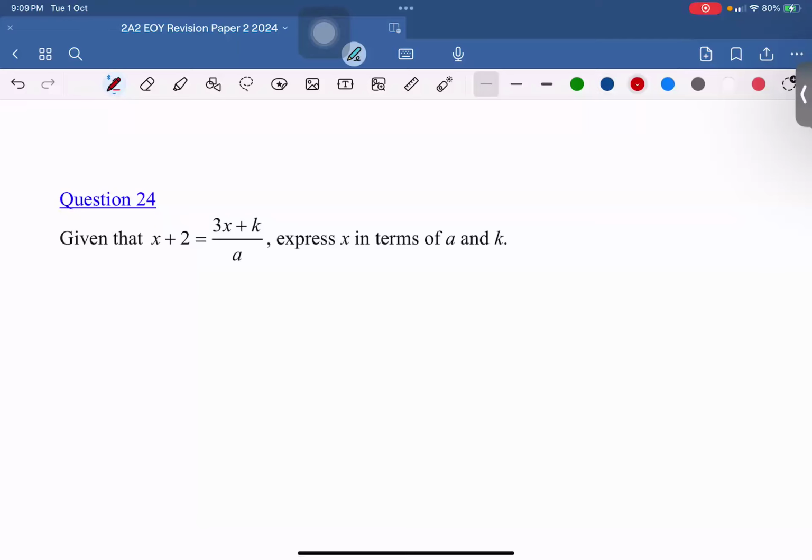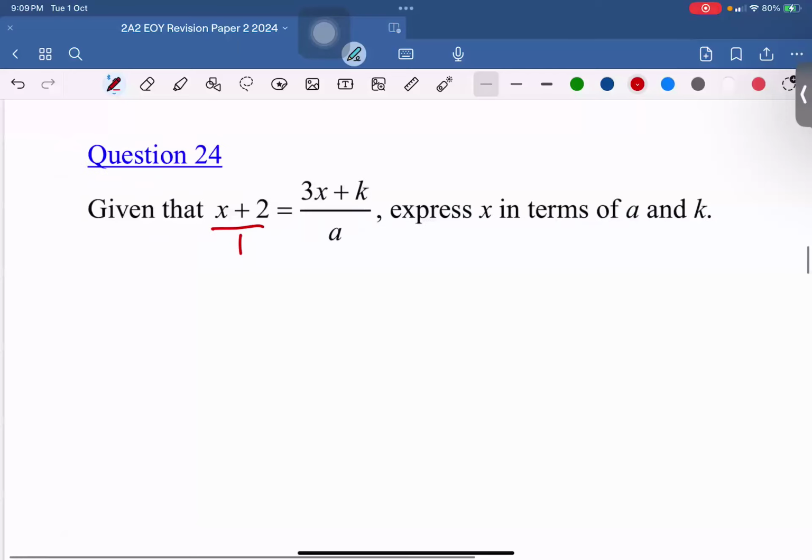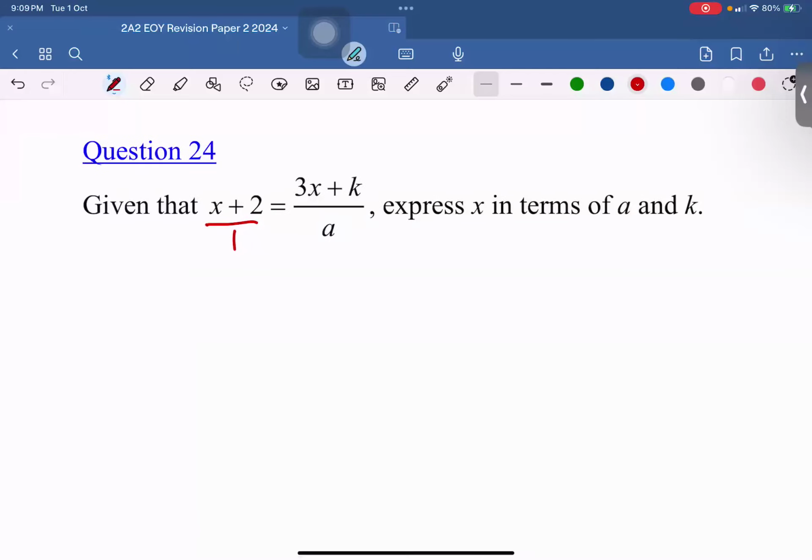So in this case, first part, I put it as a fraction, x plus 2 over 1. Then what do we do? Cross multiply. Yes, we cross multiply. So this will be a times the whole of x plus 2. This is 3x plus k.